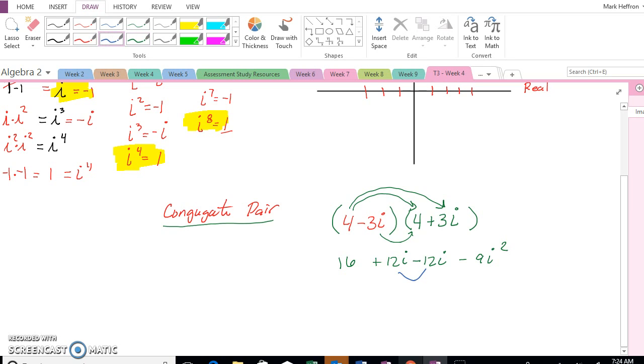Collecting like terms, these make 0. That's why we multiplied by the conjugate pair. We'd have a 16 and a minus 9i squared, but remember, i squared is really negative 1. So this would simplify to 16 plus 9, or 25. We multiplied by the conjugate pair, and we have only real numbers, no more imaginary numbers.